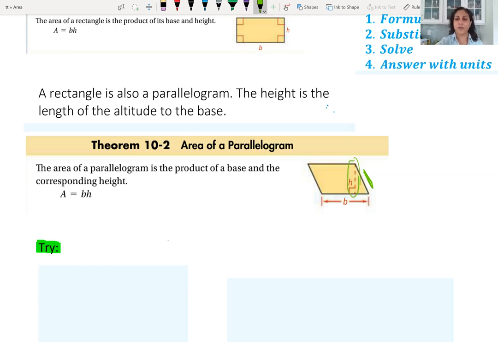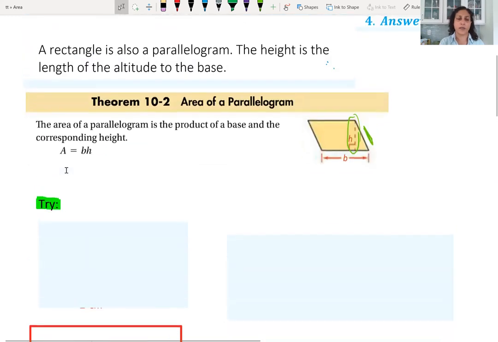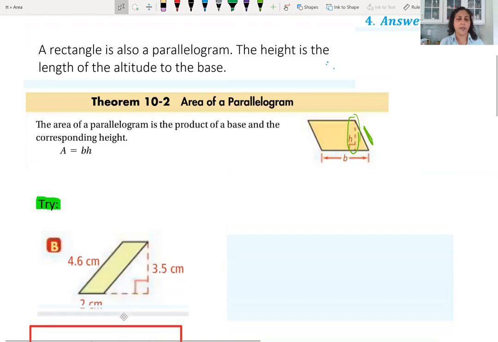So I have two simple questions for you. I want you to try before we do area of a triangle. Actually, there's only one. So here is a parallelogram, and which one do you think is the base and which one is the height? So pause the video, try it out. This one is fairly simple.